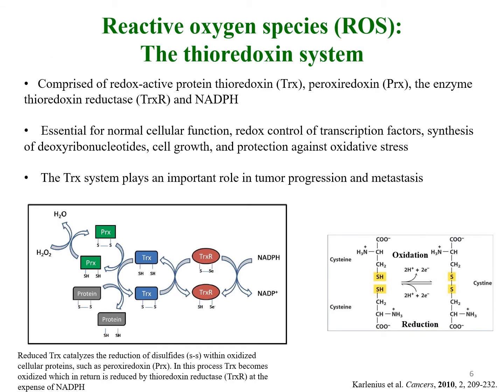The thioredoxin system is a very important system in synthesis. It is essential for normal cellular function, redox control of transcription factors, synthesis of deoxyribonucleotides, cell growth, and protection against oxidative stress. In this example, you can see the reduced thioredoxin catalyzing the reduction of disulfide bonds within oxidized cellular proteins. One of these oxidized cellular proteins is peroxiredoxin.